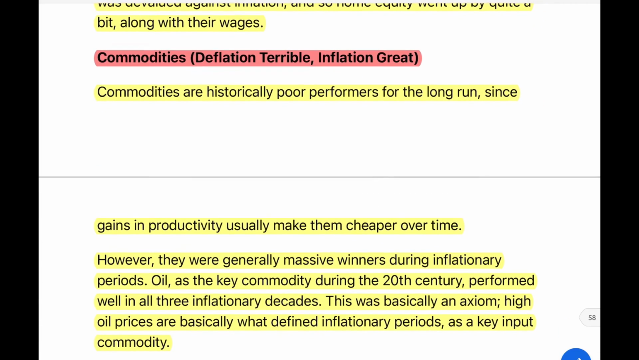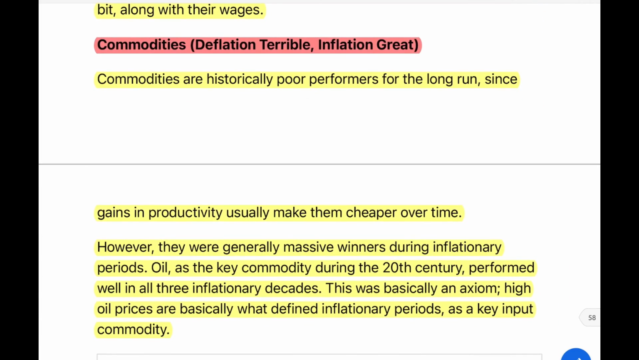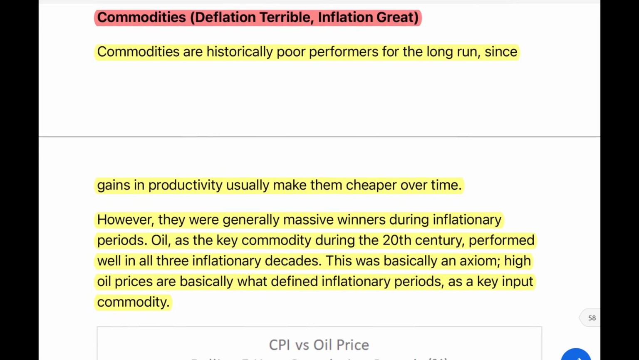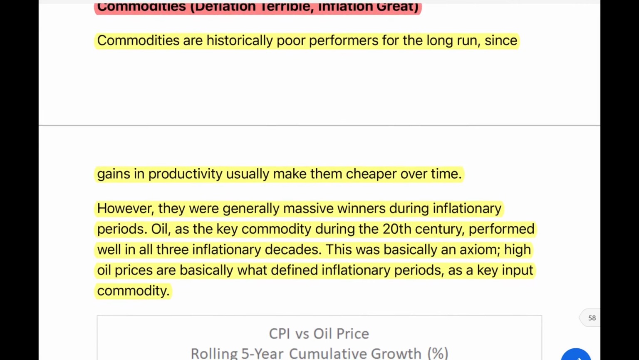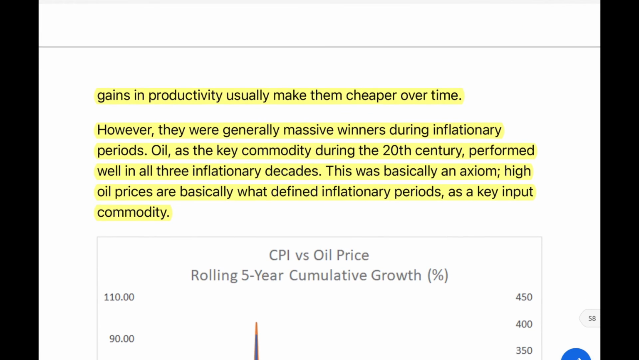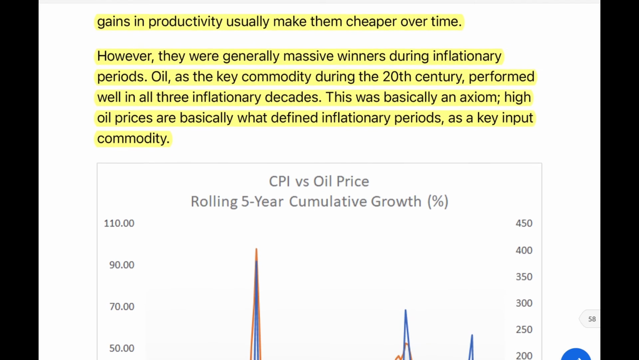Commodities: deflation, terrible; inflationary, great. Commodities are historically poor performers in the long run, since productivity gains usually make them cheaper over time. However, they were generally massive winners during inflationary periods.